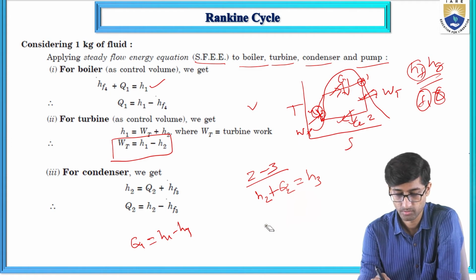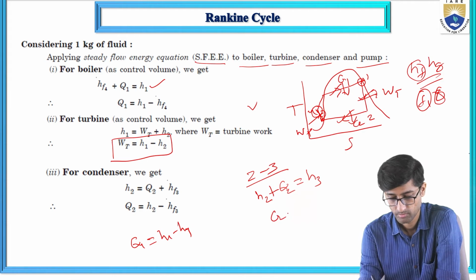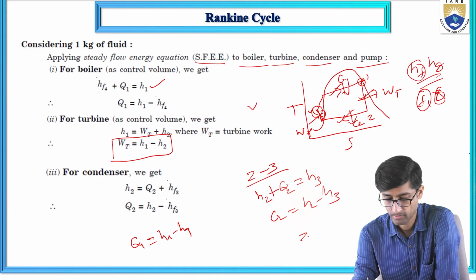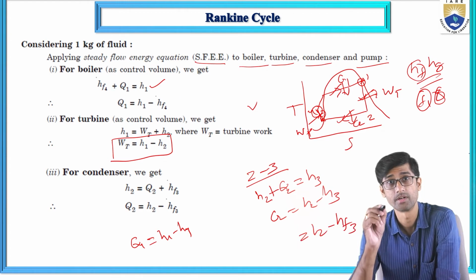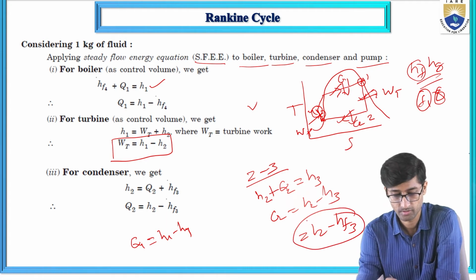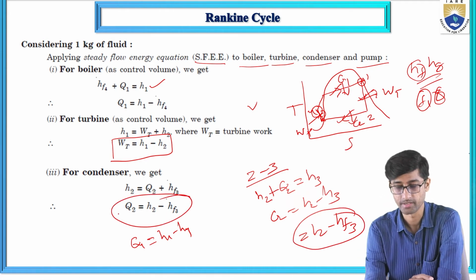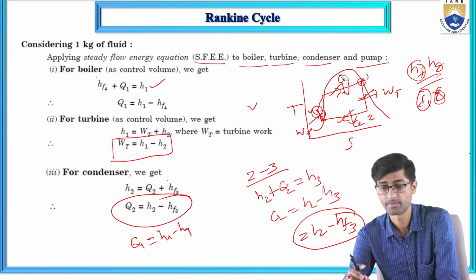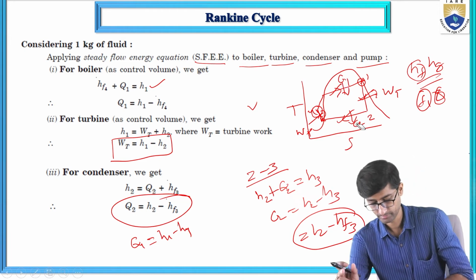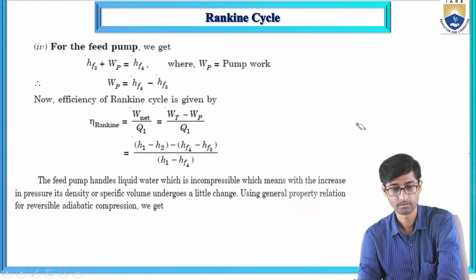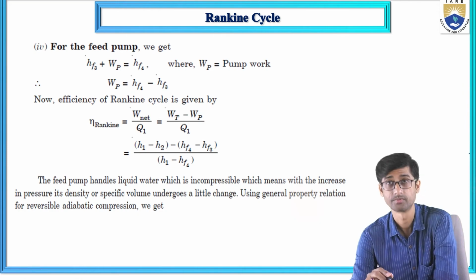What is Q2? That is equal to H2 minus H3. Because this point 3 is in the liquid region, it is H2 minus HF3. So this becomes H2 minus H3, and this is the heat rejection. So after calculating heat absorbed, heat rejection and turbine work, now let us go into the pump.